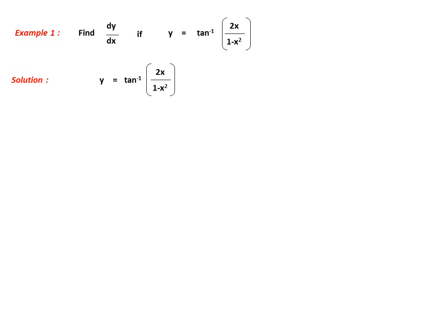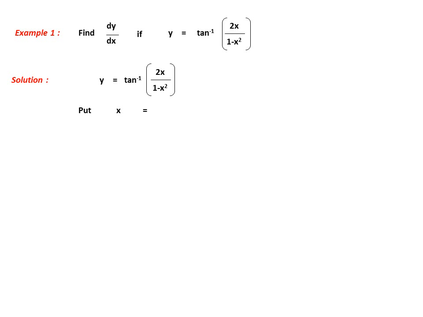Now let us work out one example in the beginning. Find dy by dx if y equal to tan inverse of 2x by 1 minus x square. Here, in fact, you can also do this problem by the substitution method, that is the chain rule, but that will be very lengthy. If you use an inverse trigonometric substitution, the problem will be simple. So y equal to tan inverse of 2x by 1 minus x square.